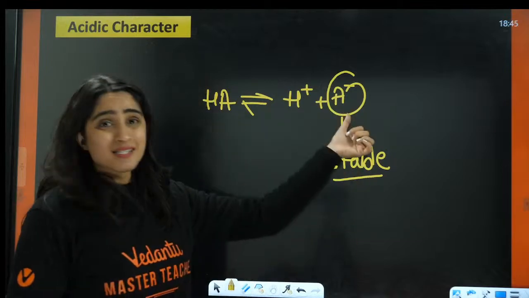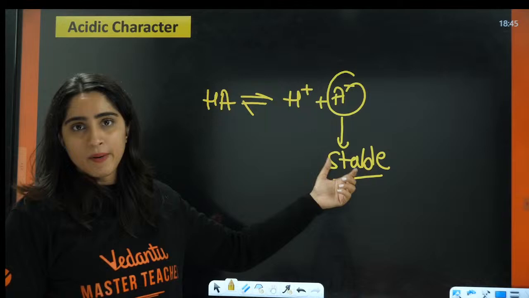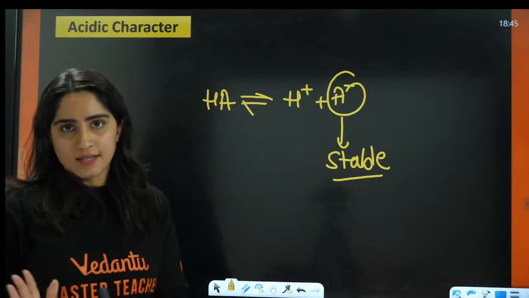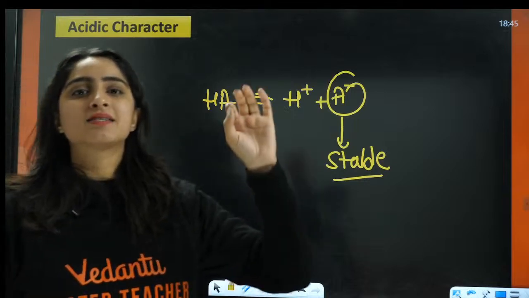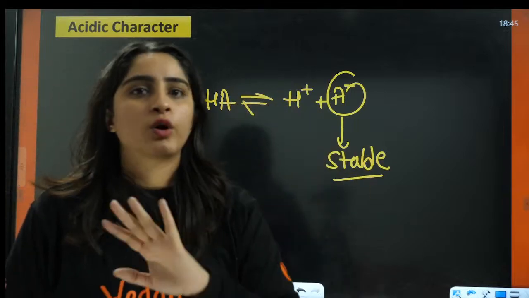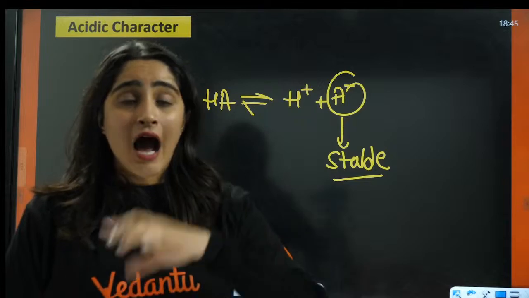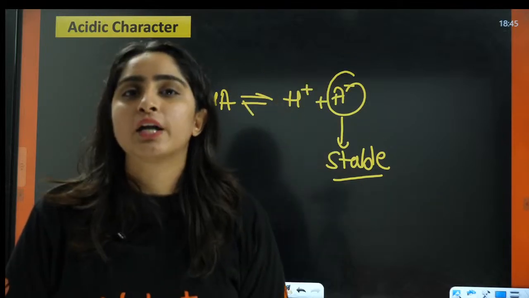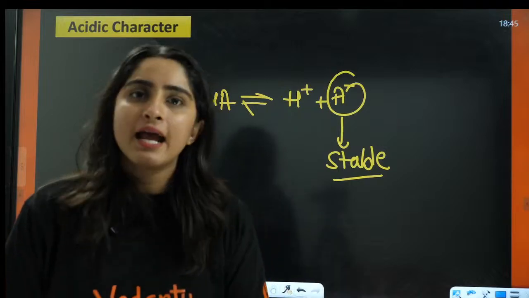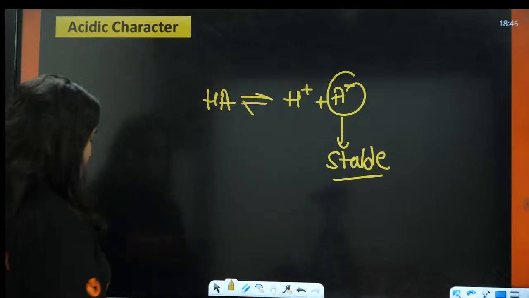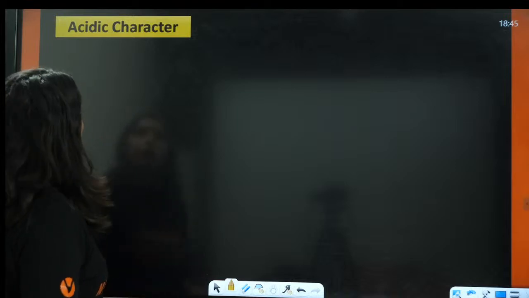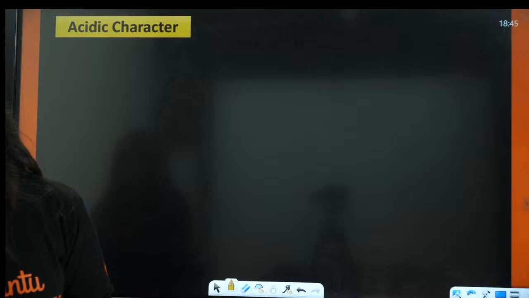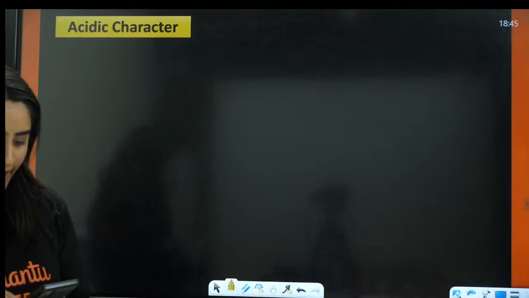If this A negative is more stable, then this is a very good acid. That means it can give the H positive very easily. So if someone is asking you the stability order, what you just need to do? After donating the H positive ion, see the stability of the conjugate base, and that is the order of acidic strength, right? Okay. So now let us do the acidic strength questions, directly proportional to the stability of the ion.